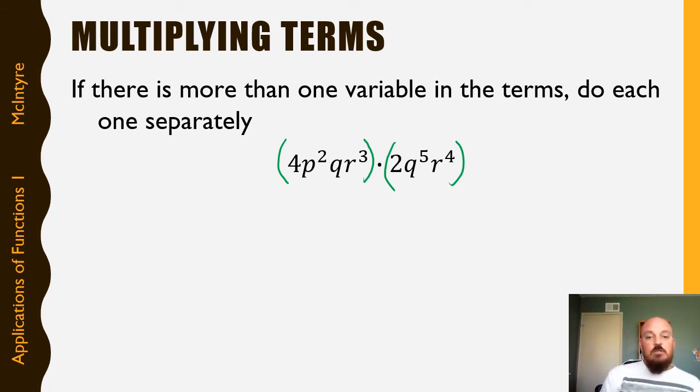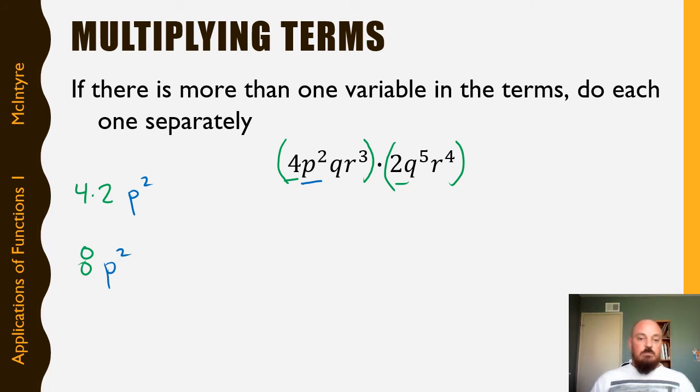So as I said a second ago, let's do the number part first. 4 times 2, that's easy. 4 times 2 is 8, so the first part of my answer is 8. Now let's go through each variable one at a time. The first variable is p. Now notice I have a p squared here. I actually don't have p in the second one. That means I have nothing to multiply p squared by, and that's just going to stay part of my answer.